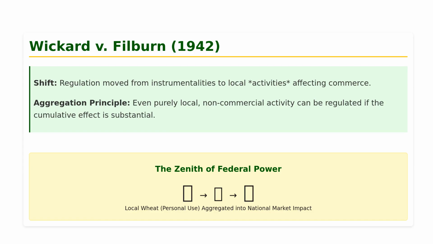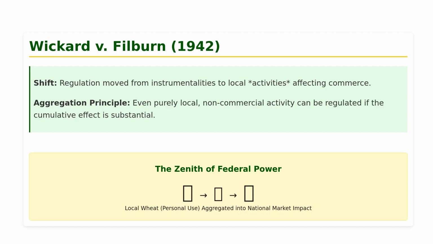The broad interpretation established in Gibbons v. Ogden held sway until the Great Depression ushered in the New Deal era, leading to a dramatic expansion of federal authority. The court began allowing Congress to regulate not just the instrumentalities of commerce, like railroads or shipping, but also local activities that substantially affected the national market.